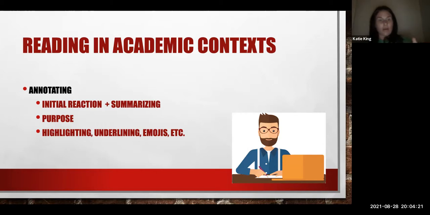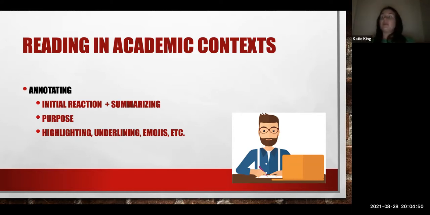And those notes should contain something along the lines of your initial reaction, that emotional aspect, plus the summarizing, the intellectual aspect. You should also be thinking about the purpose of writing, right? Why is this person telling me what they're telling me? And think about who the author is. Think about what the message is, what the context is, all these things, right?